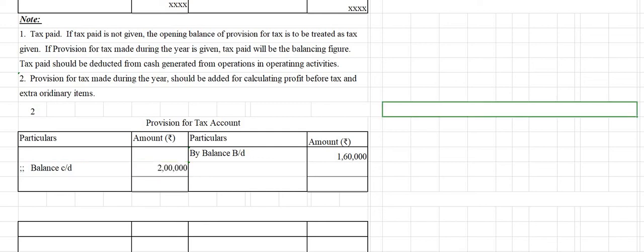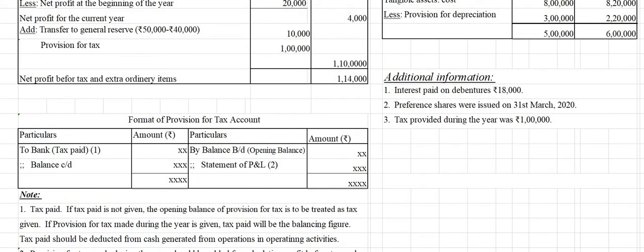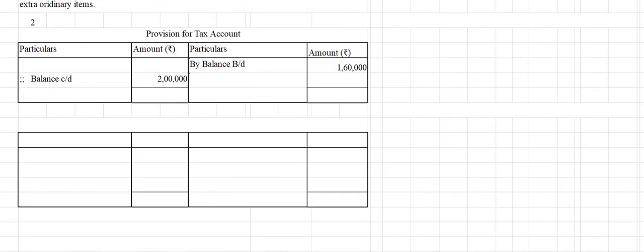Okay, so these are the items given, and here tax made during the year, 1 lakh, is given. So tax made during the year we can write as by statement of profit and loss. That is the tax written off during the year, 1 lakh rupees. Since tax made is given, we will get tax paid as the balancing figure. So 2,60,000 is transferred to the debit side and we deduct 2 lakh, and 60,000 is the tax paid during the year.